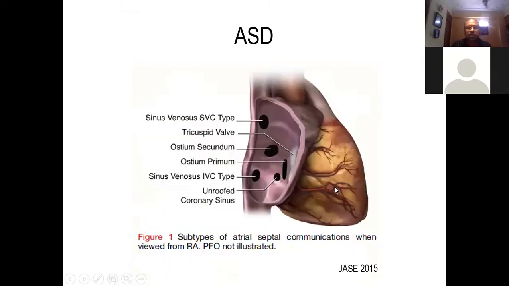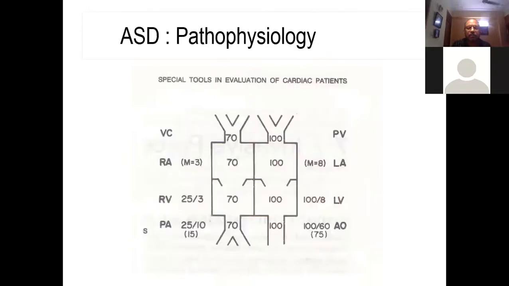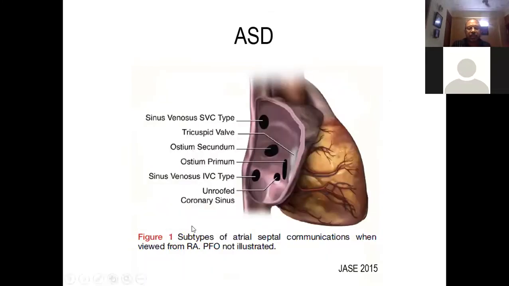But in today's circumstances, you can say that ASD is primum, secundum, or sinus venosus. But in true sense, we have multiple kinds of ASD: secundum, primum, then SVC and IVC type of ASD, then unroofed coronary sinus. So we have 5 types of ASD ever since we started doing transesophageal 3 dimensional echocardiography.